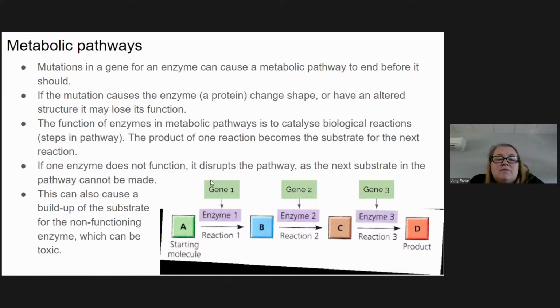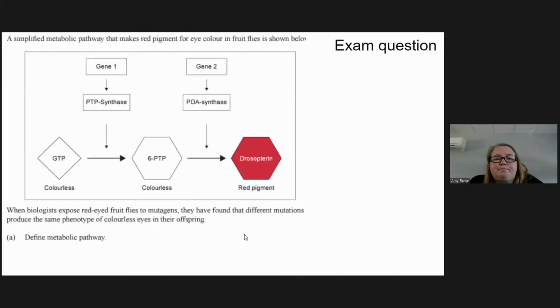So if one enzyme doesn't function, it can disrupt the whole pathway, and this disruption can cause a buildup of the substrate for the non-functioning enzyme, and in some cases, this can be toxic. So as I said, if enzyme 2 is non-functional because of a mutation in gene 2, C and D won't be produced, but B will or may build up to toxic levels.